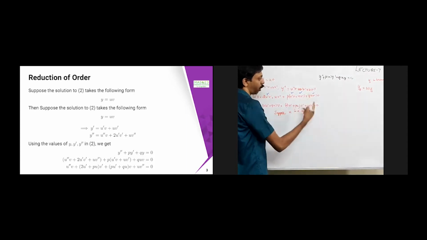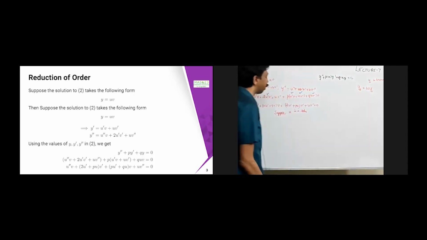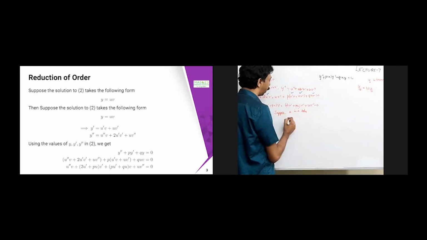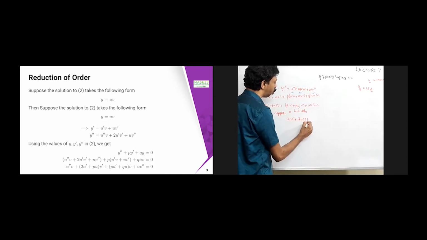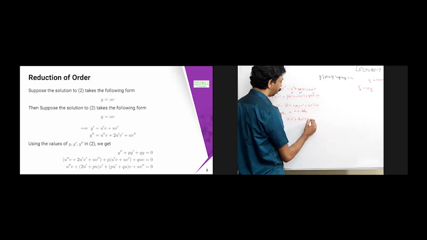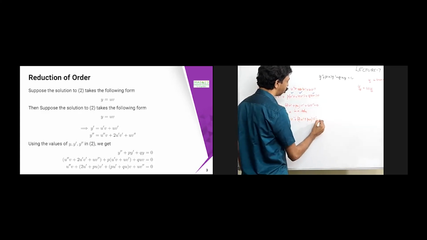Suppose v is a solution. Suppose you found u is a solution of that. Then what is going to come? This is going to become completely 0. Therefore, we are going to get u v double dash plus 2 u dash plus p u into v dash equal to 0.